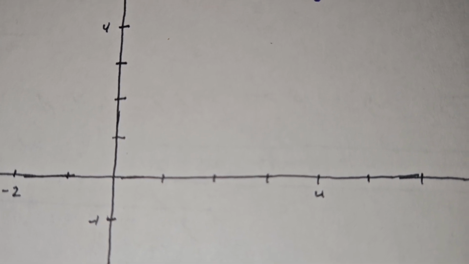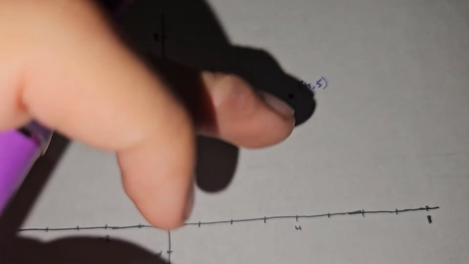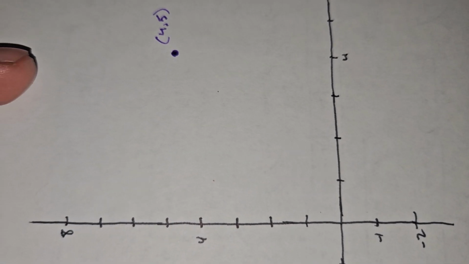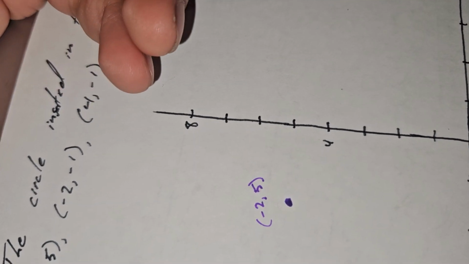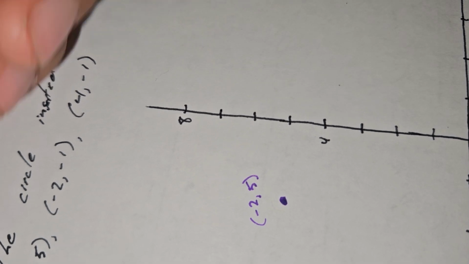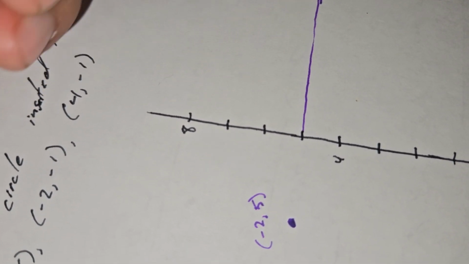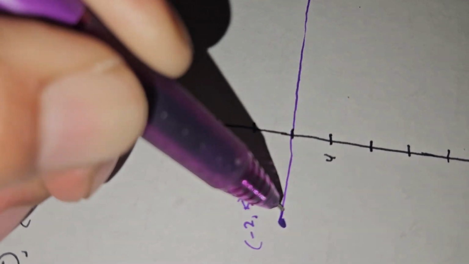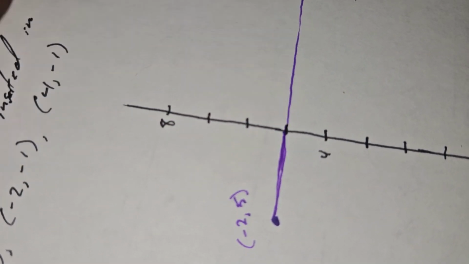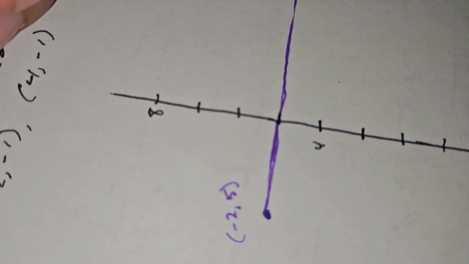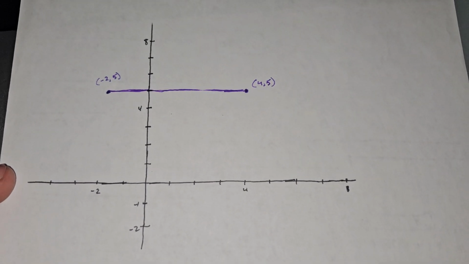4 and 5. Let's connect these, because we're making a square. Should we do a dotted line, or a straight line? Let's just do a straight line. So let's connect these. Yeah, this is going to be kind of hard. That looks pretty horrible, but let's keep going.